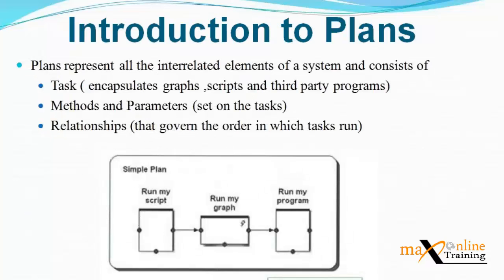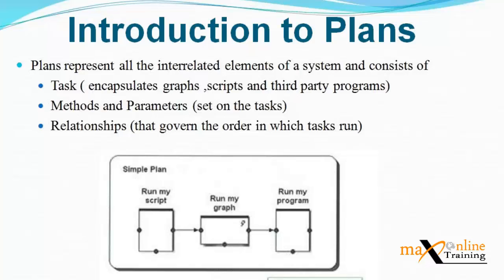Okay. Introduction to plans. Plans represent all the interrelated elements of a system and consist of a task. A task can encapsulate graphs, scripts, and third-party programs, methods and parameters that are used to control your task. Similar to graph parameters, we can have parameters for tasks, and there are methods. Methods are nothing but your functions that are executed against your task. And then the relationships that govern them, like which one to run first and how they are related. Whether I want to run it in the next.